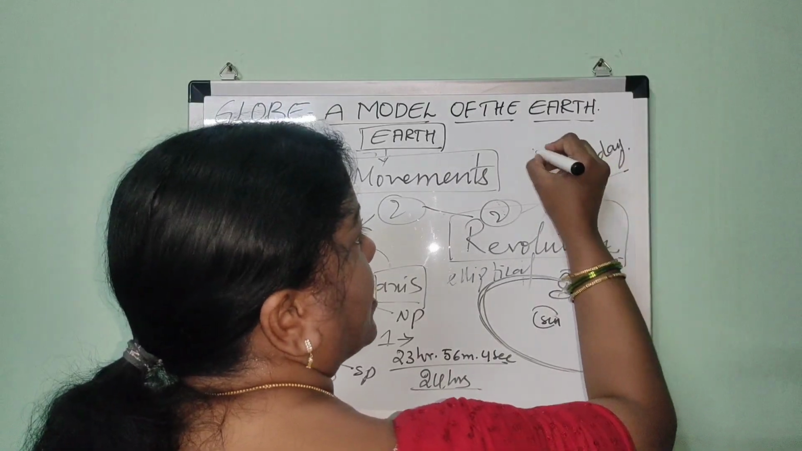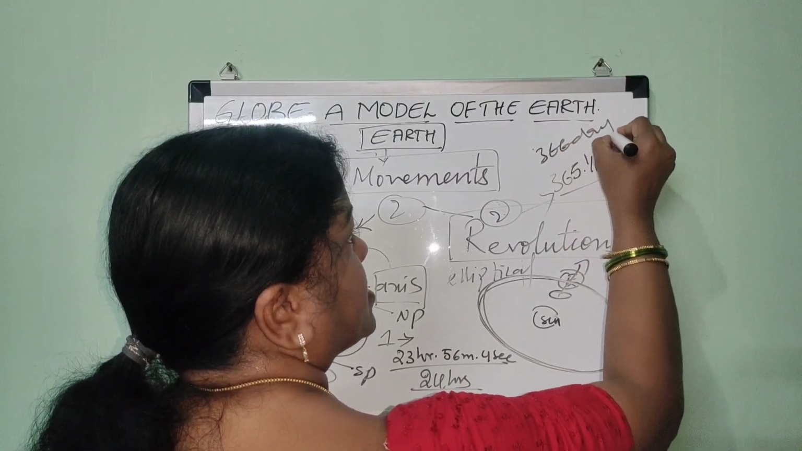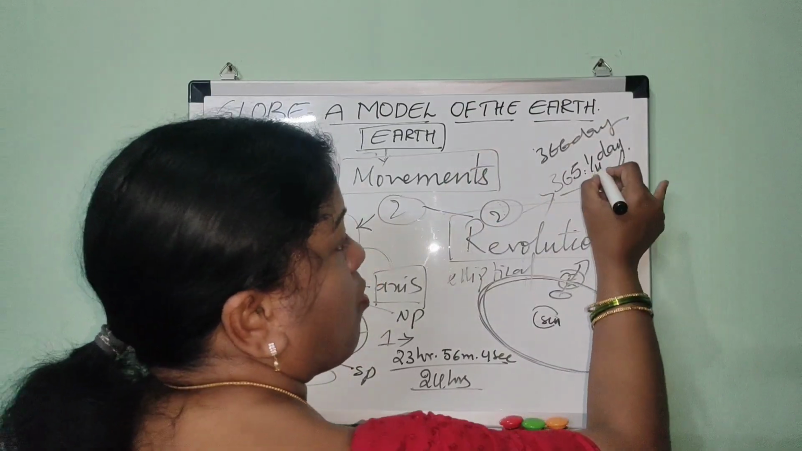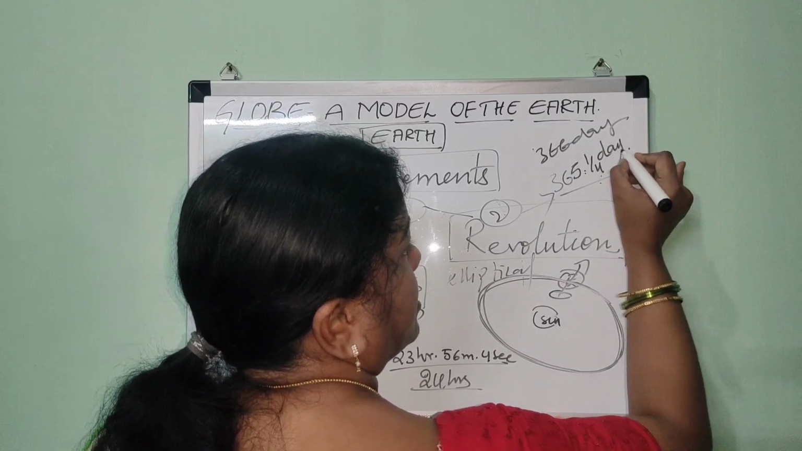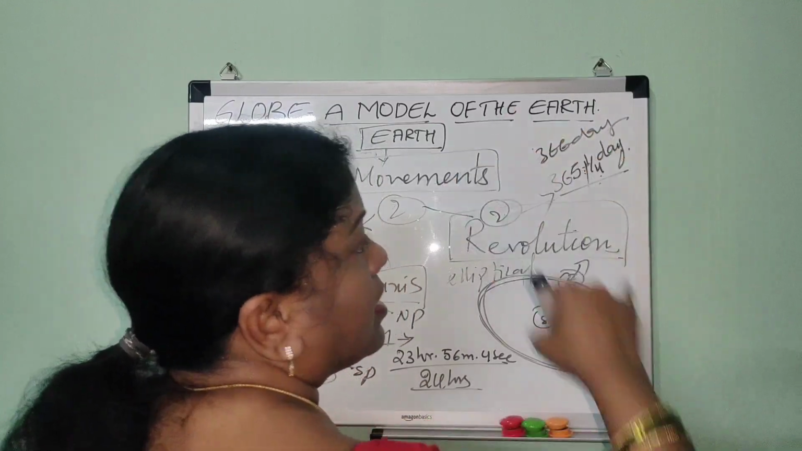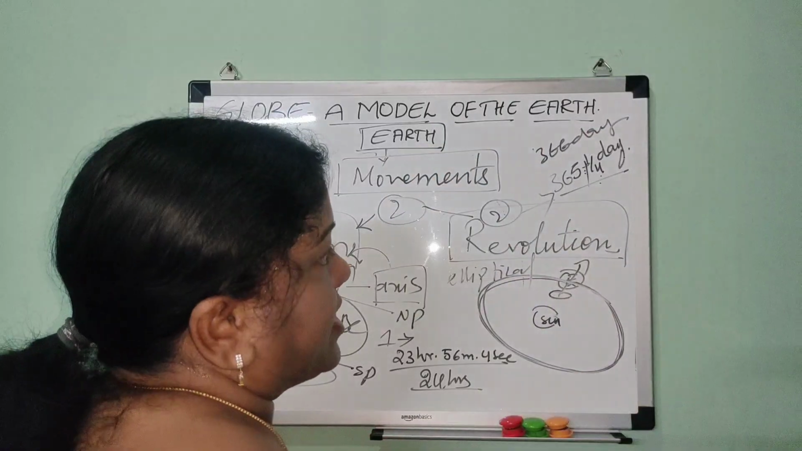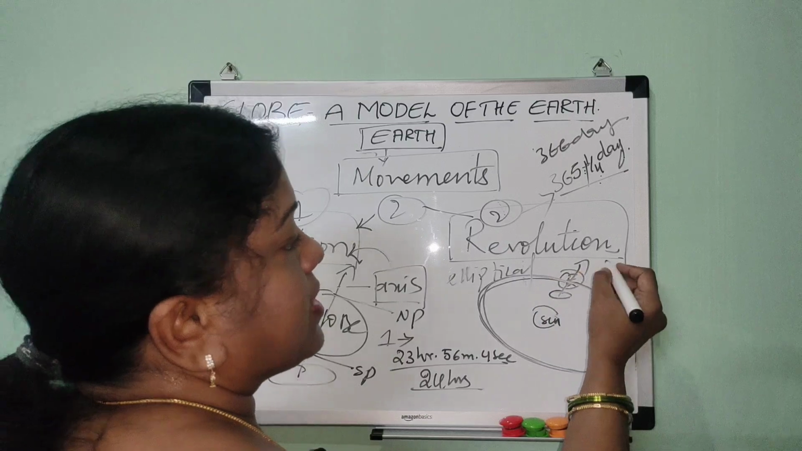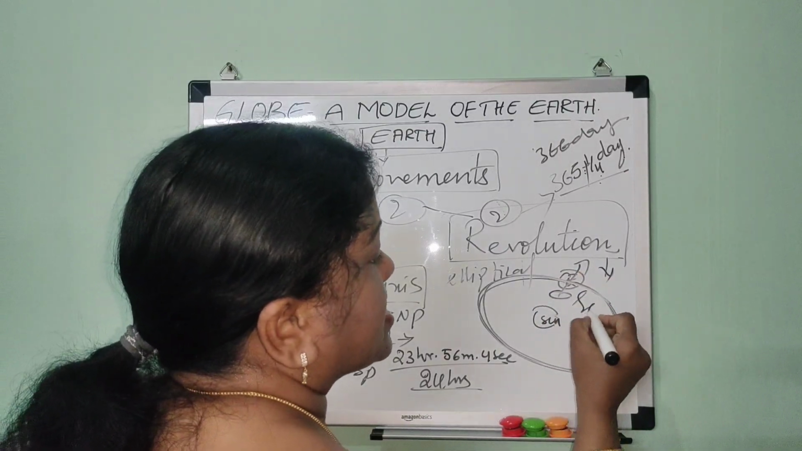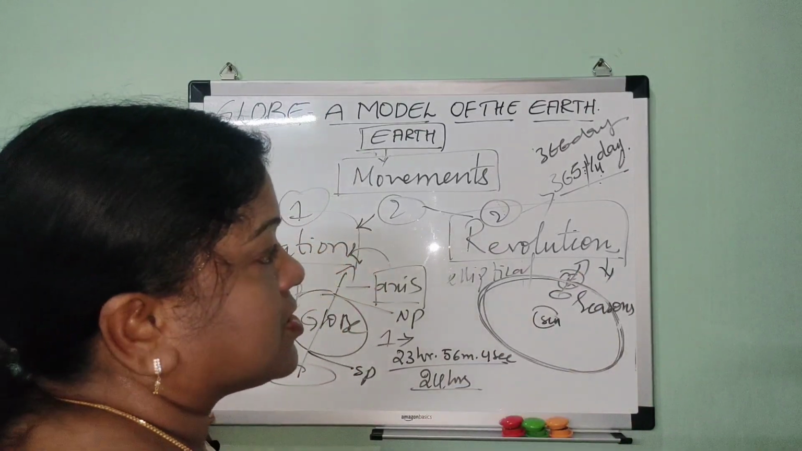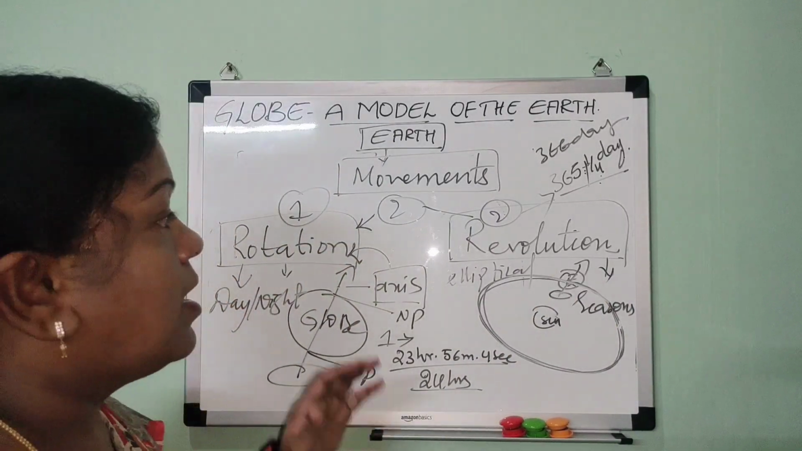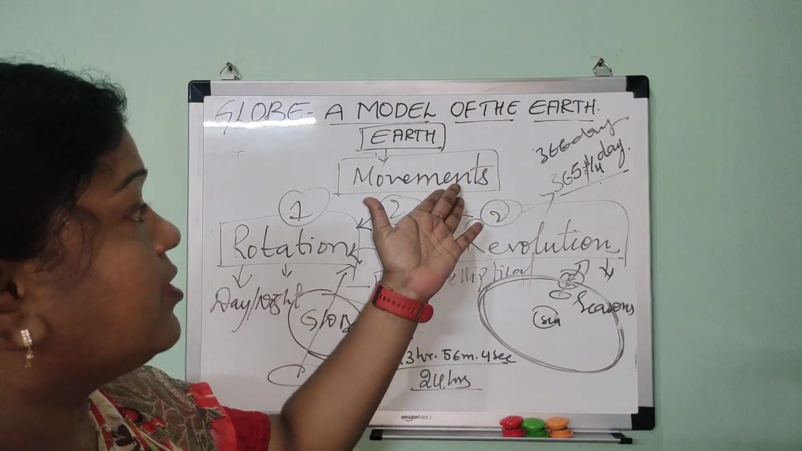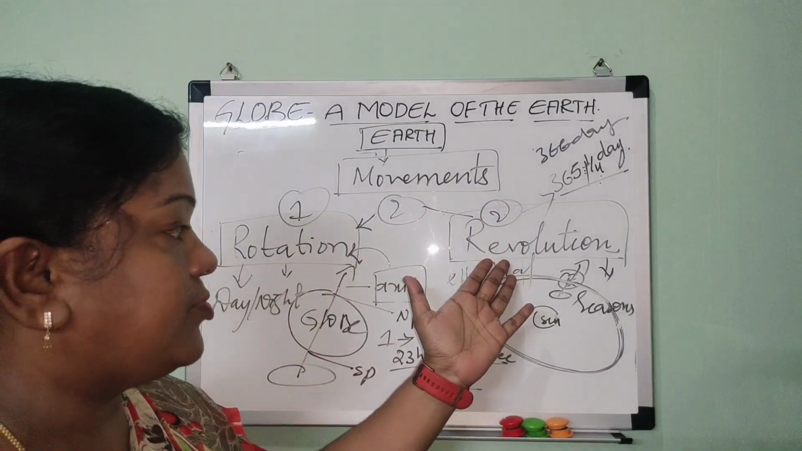It means what? It is not exactly 366 or 365. It is 365 days, 1/4 of the day. It means a quarter time period of a day is also added to the 365 days. So this is the time taken to complete one revolution. And what are caused due to revolution? Seasons. So are you clear now about this? Only two movements are there, which can also be called motions of the earth. One is rotation, one is revolution.